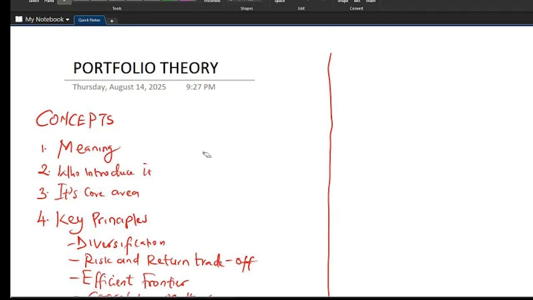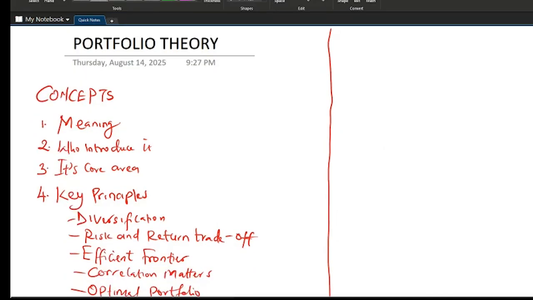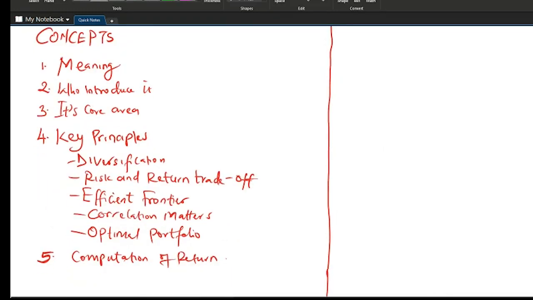Today we'll be looking at portfolio theory. Under this portfolio theory, we'll be examining its concepts, which are, one, the meaning of portfolio theory; who introduced portfolio theory; what is the core area of portfolio theory; and number four, the key principles of portfolio theory, which are diversification, risk and return trade-off, efficient frontier, correlation matters, optimal portfolio, and then how to compute returns.